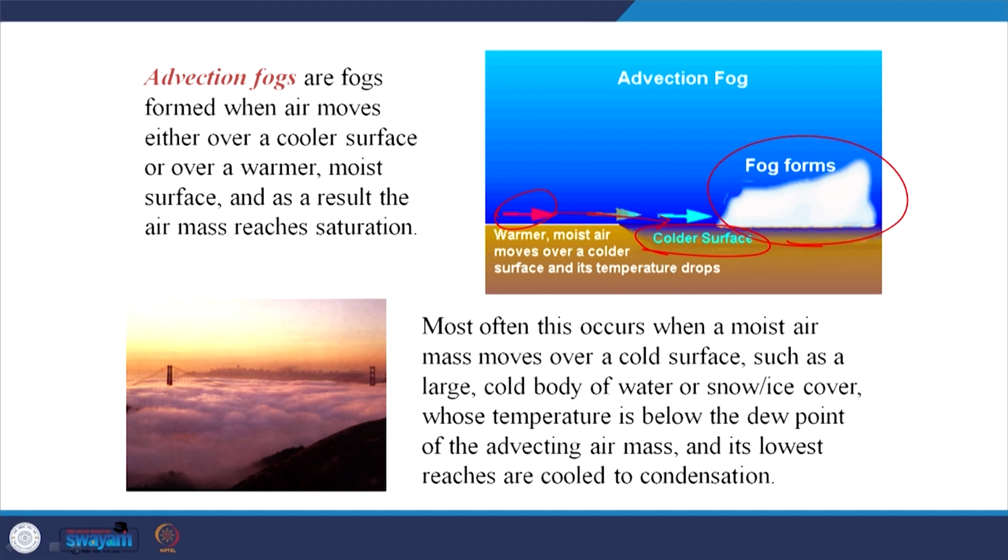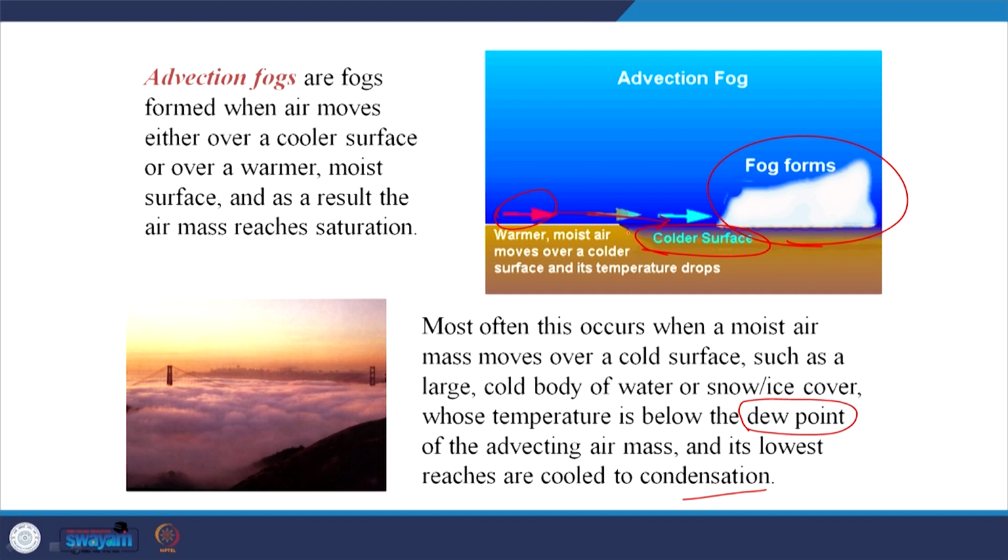Right. So, most often this occurs when a moist air mass moves over a cold surface such as a large cold body of water or snow or ice cover whose temperature is below the dew point. The dew point is always the criterion for condensation to happen, so the dew point of the advecting air mass, and its lowest reaches are cooled to condensation. That means the lowest reaches which are in contact with the cold surface will get to the point of condensation and result in the formation of clouds, or in this case we call them fog, right.